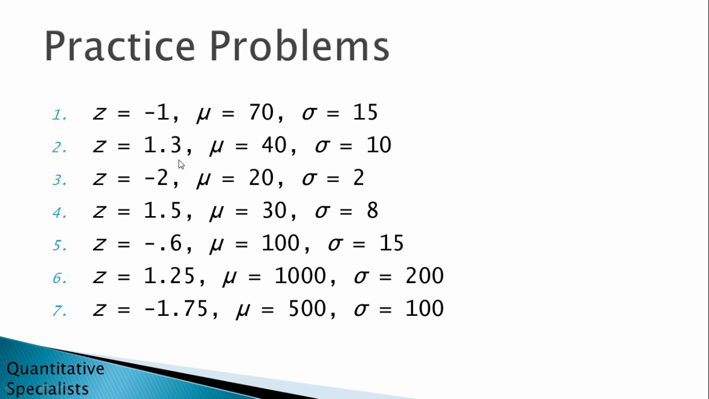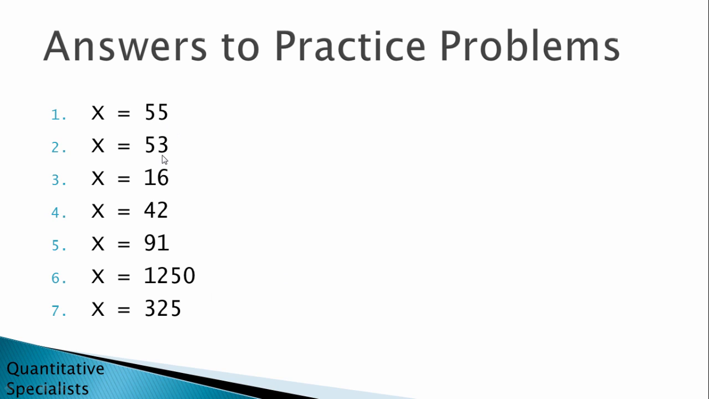Okay, here we have a number of different problems you can work on to get the necessary practice to make sure that you know how to get the x. And as a hint here, once again, every negative z should get you an x below the mean. And every positive z should get you an x above the mean. And on the next slide are the answers for these problems. Okay, so these are the answers for the problems on the previous slide.